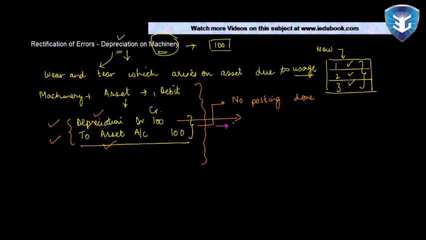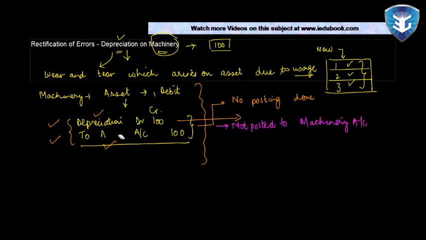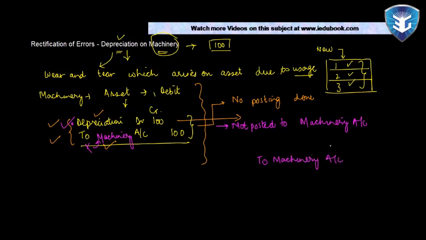Let's take second situation, not posted to machinery account. I've used the word asset here, but you can very well use the word machinery. Now in this case, what would have happened? You posted the depreciation part correctly, but you did not work on the machinery part. So now you need to do this posting. So what will you do? You will credit the machinery account, right? And that too by 100.